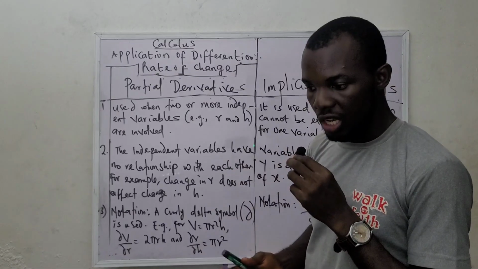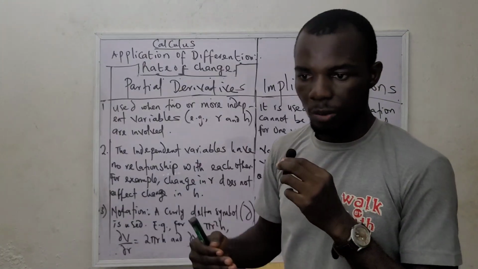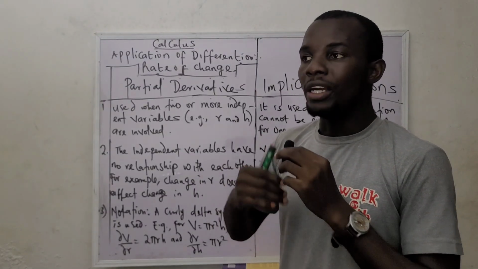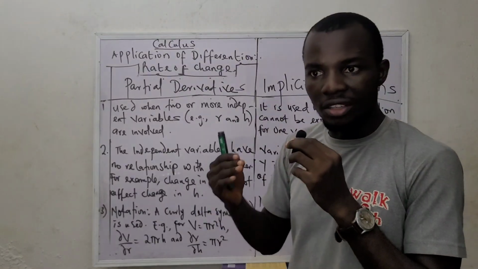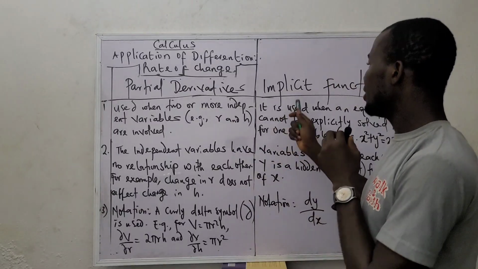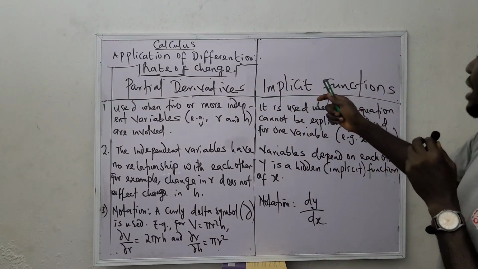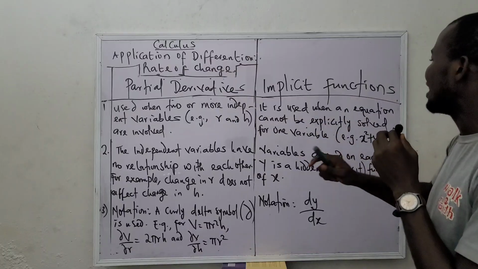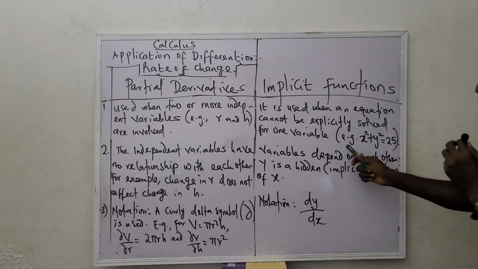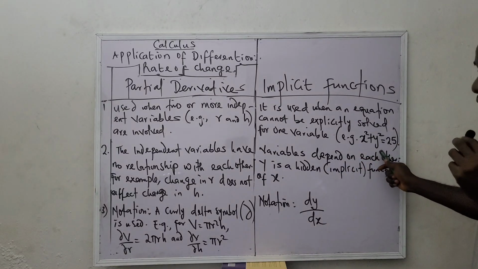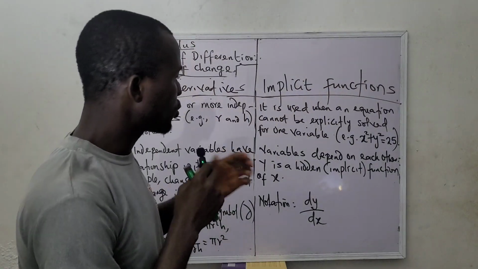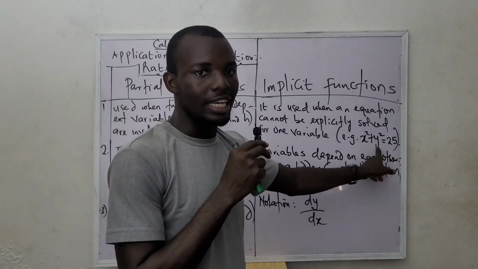are involved. If you have two independent variables which are expressed explicitly with a dependent variable as its subject, we say it is a partial derivative. On the other hand, it is an implicit function when the equation cannot be explicitly solved for one variable, just as you have this. This is the equation of a circle right here. We cannot explicitly solve it because of these terms that are given here.